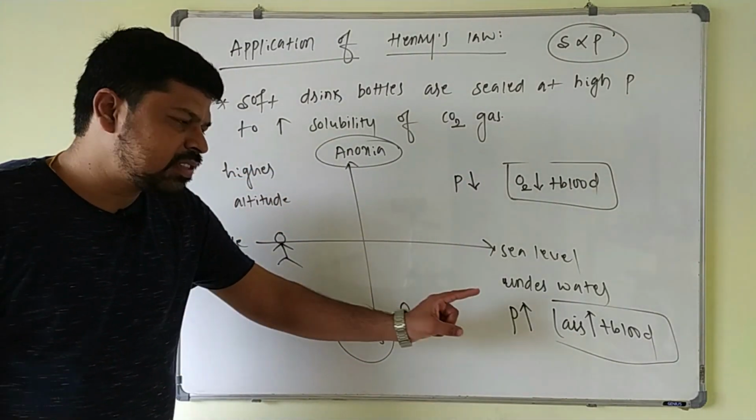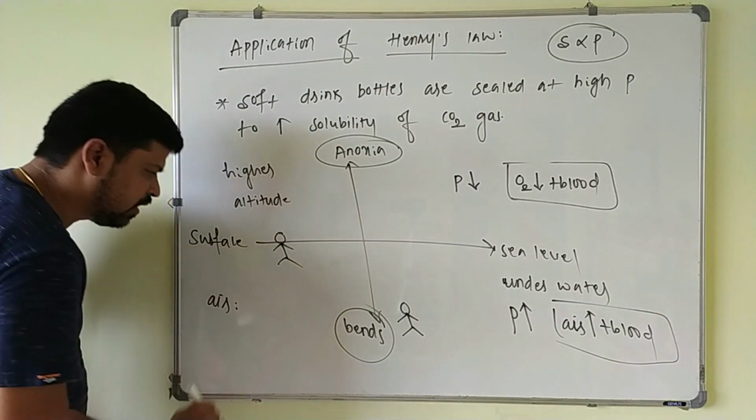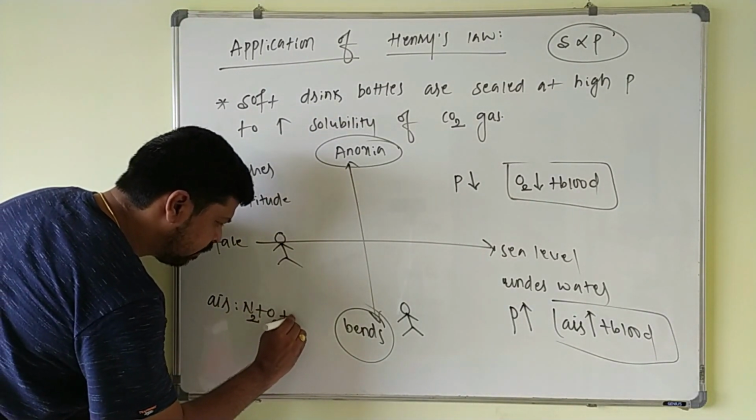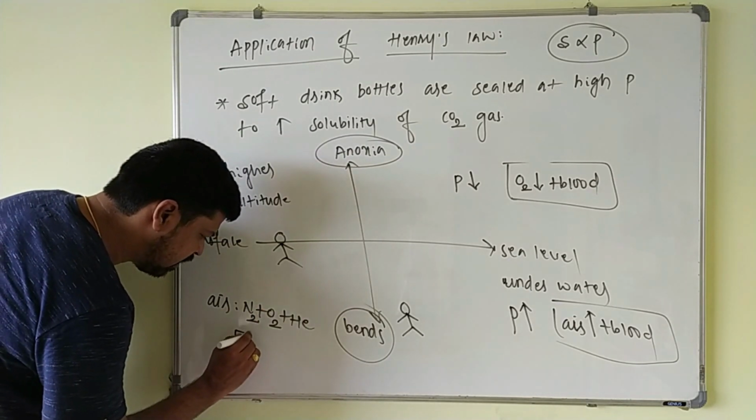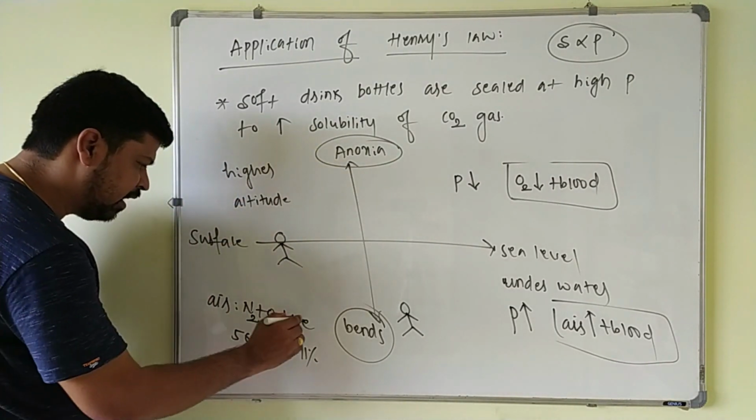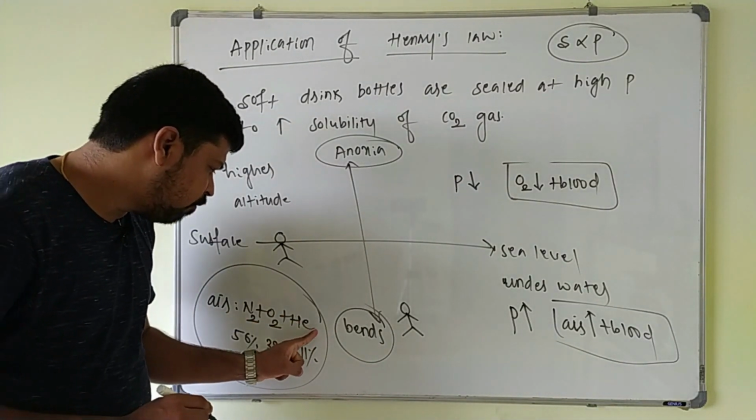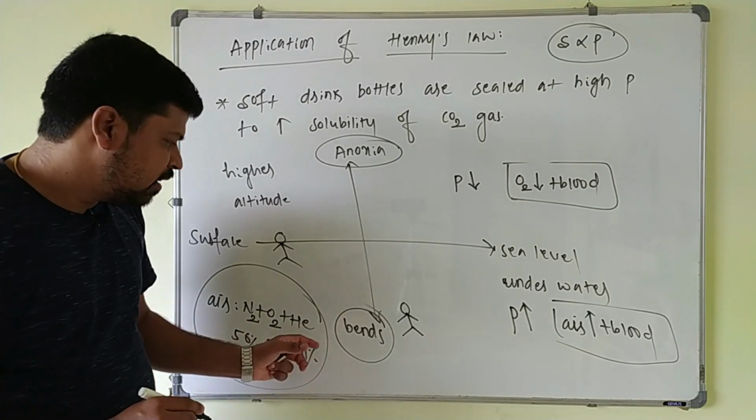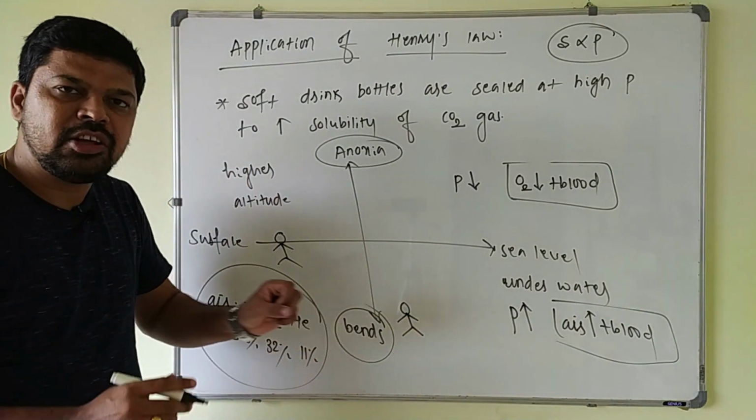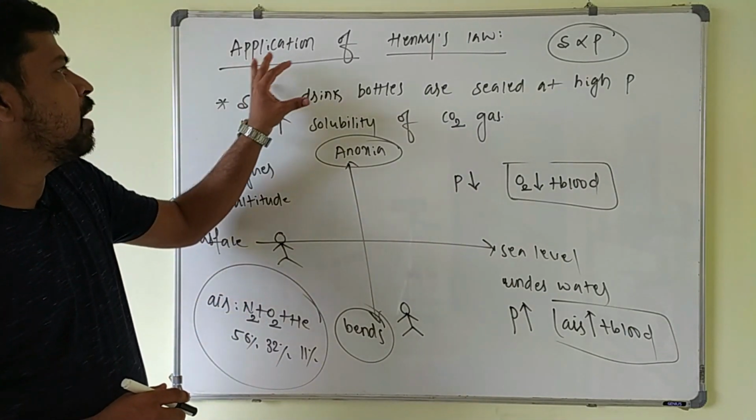That's why, in order to avoid bends, they use a mixture of air diluted with helium, containing nitrogen plus oxygen plus helium. Here 56% is nitrogen, 32% is oxygen, and 11% is helium. They use air diluted with helium because of the low solubility of helium in the blood. Even at high pressure, helium is very less soluble in the blood, so it will not create any problems for the scuba divers. So this is the application of Henry's law.